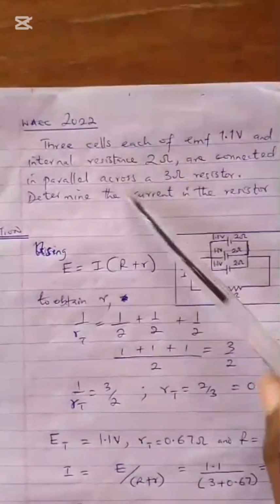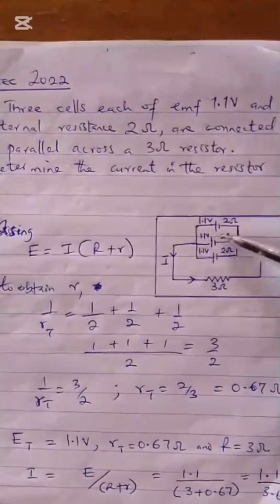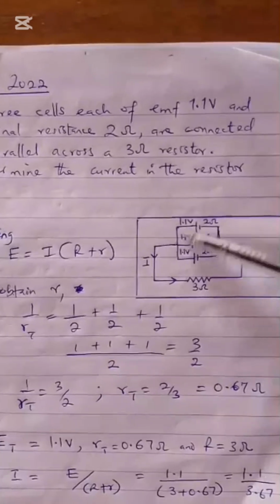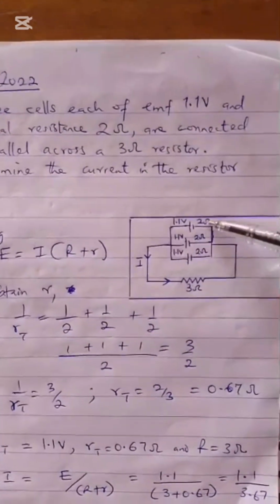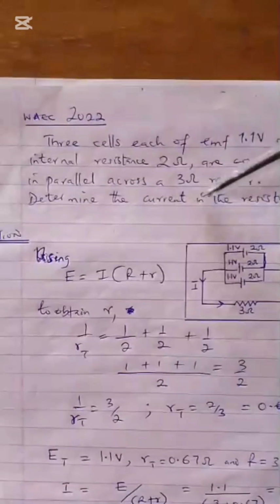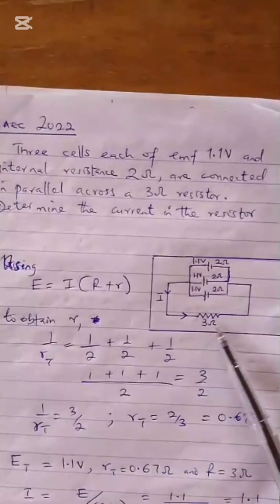Okay, so this is the diagram. You can look close in there. So it's 3 cells, the symbol for cells, 3 cells in parallel. Of course, this is the connection, and they each have 1.1 volts and an internal resistance of 2 ohms each. So that's what it looks like, right? And they are connected in parallel to an external 3 ohm resistor.